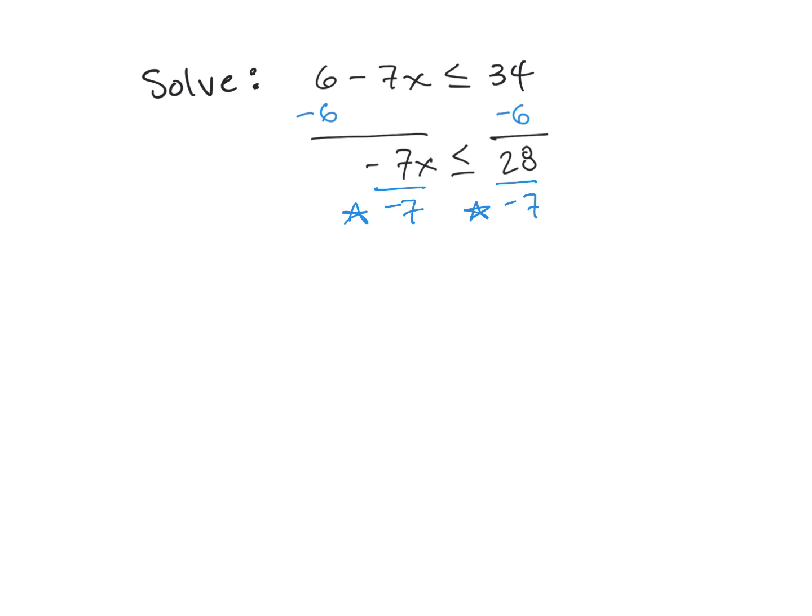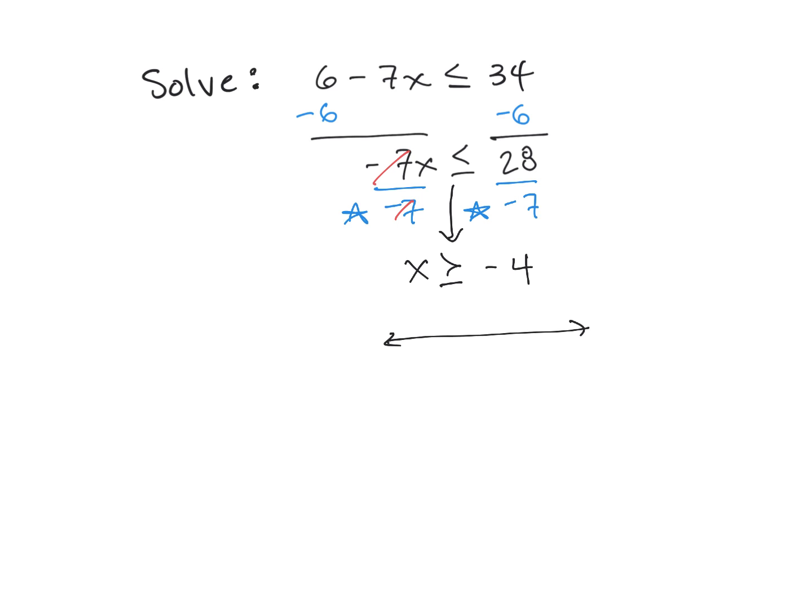And so in order to maintain the truthiness of my inequality, my less than or equal to has to become greater than or equal to. And then the negative 7's cancel. I have x is greater than or equal to 28 divided by negative 7, which is negative 4, on the right. Okay, so what's my solution set in interval notation?